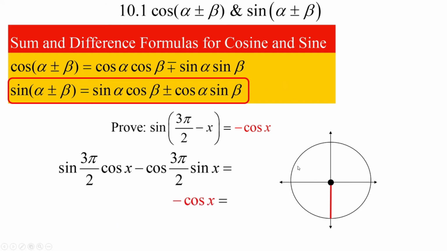Now what's cosine of 3 pi over 2? Well, cosine of this angle right here, there is no horizontal distance, so that's a 0 times sine of x, which is 0. And we are left with negative cosine of x, which is what we were looking for. So a little QED right there.